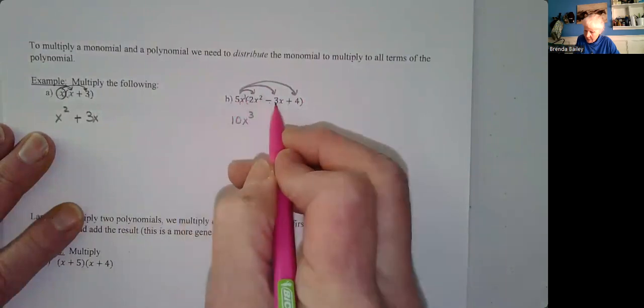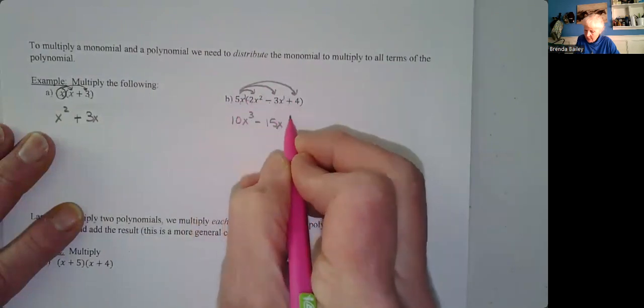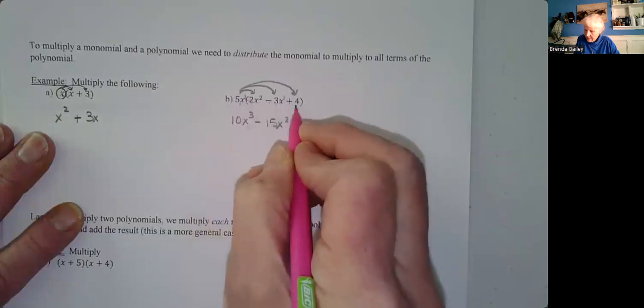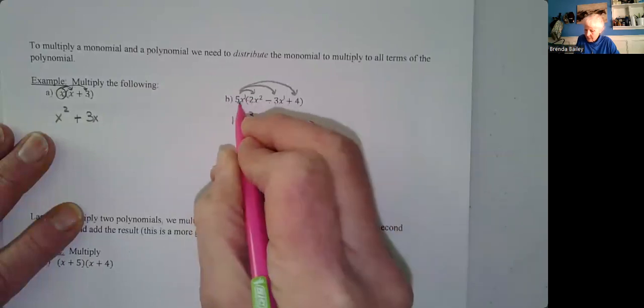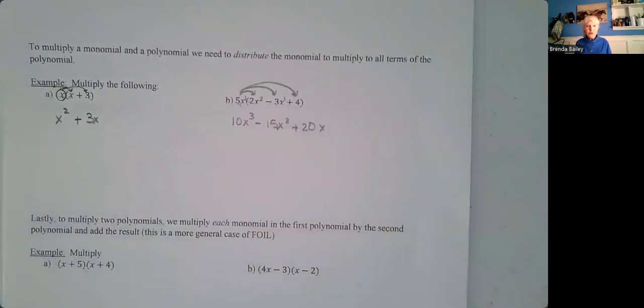5 times a minus 3 is a minus 15. 1 plus 1 is 2. 5x times a positive 4 is going to be 20. 5 times 4x. And you're done. Okay, the distributive property.